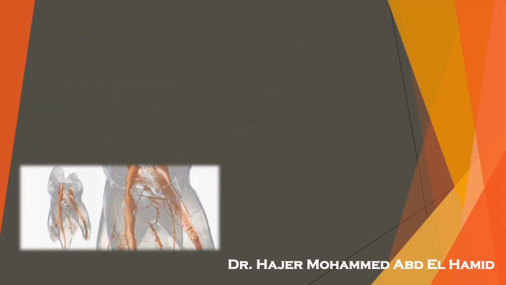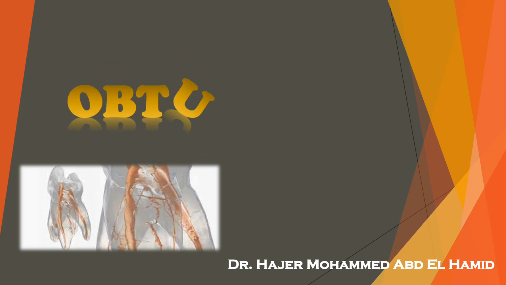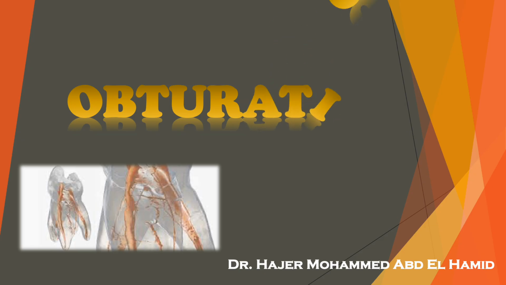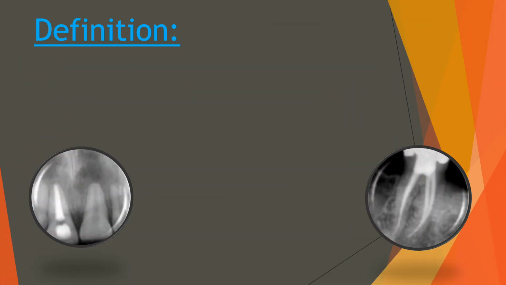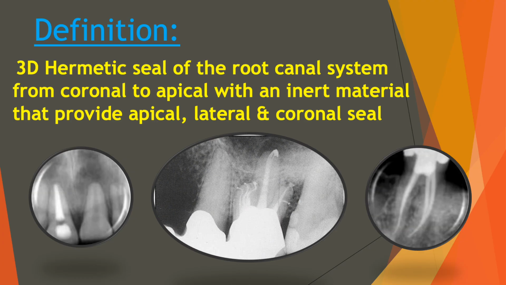Let's see the definition of obturation. It's a 3D hermetic seal of the root canal system from the coronal to the apical with an inert material that provides apical, lateral, and coronal seal.